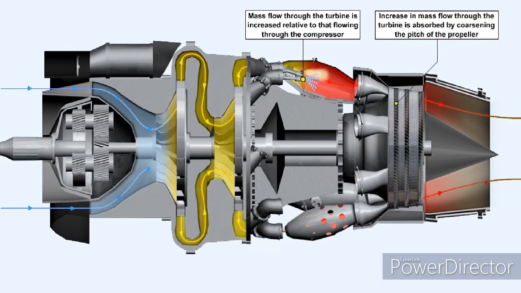In the turbopropeller engine, this increase in the mass flow through the turbine is not used to increase the compressor RPM, and thereby increase compressor output pressure. Instead, the increase in mass flow through the turbine is absorbed by coarsening the pitch of the propeller to increase the mass of air being thrust rearwards, while maintaining the engine rotational speed at no more than the normal maximum. This procedure very effectively increases the shaft horsepower output of the engine.